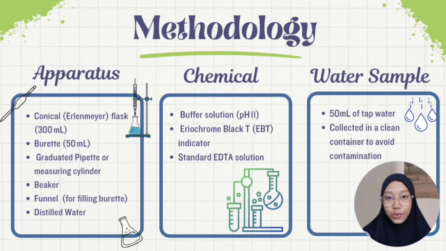Next, looking at our chemicals, we will use a buffer solution calibrated to pH 11 to maintain the necessary alkaline condition. Our indicator of choice is Eriochrome Black T, commonly used with the EDTA. And finally, our titrant is a standard EDTA solution. As for the water sample itself, we are testing 50 ml of tap water. To ensure accuracy, this was collected in a truly clean container beforehand to completely avoid any external contamination.